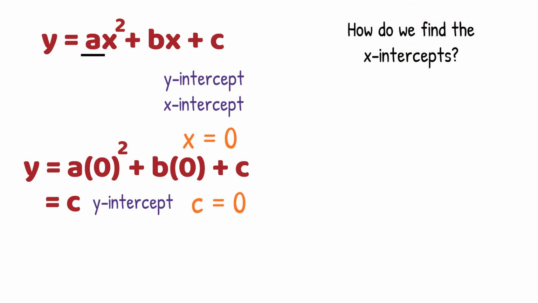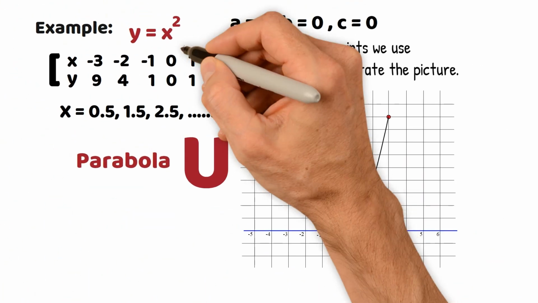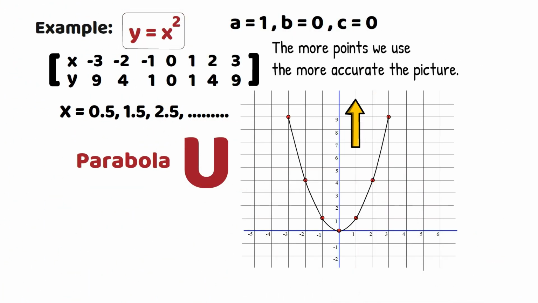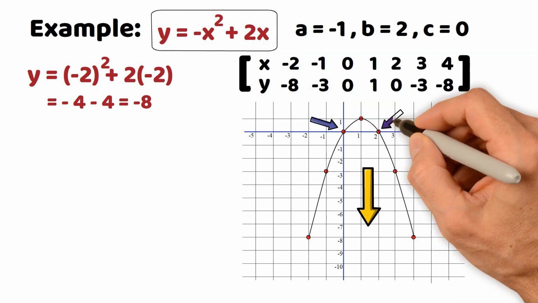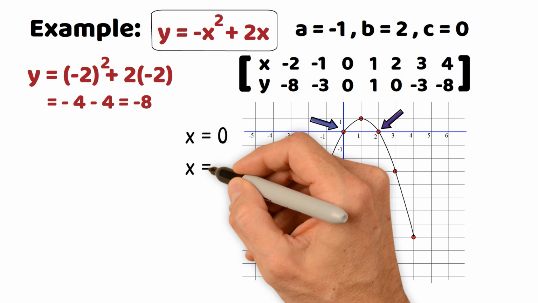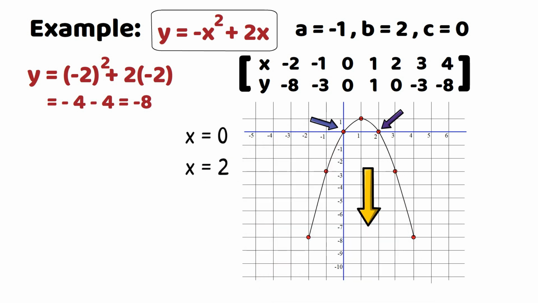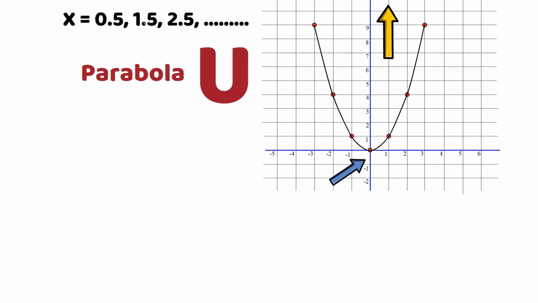How do we find the x-intercepts? That's the place where the parabola crosses the x-axis. This is a bit harder because there might be more than one possible answer. In the first example, y equals x squared, there's only one x-intercept, and that is when x equals 0. In the second example, y equals negative x squared plus 2x, there are two x-intercepts, when x equals 0 and x equals 2. For any parabola, there will either be 0, 1, or 2 x-intercepts. This depends on how the parabola is positioned. If the parabola lies entirely above or below the x-axis, then there will be no x-intercepts at all.